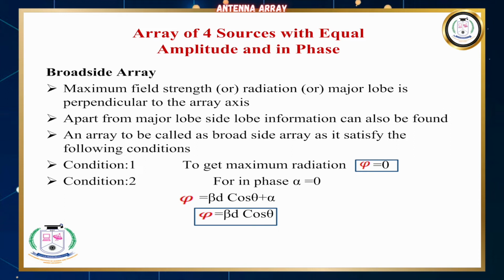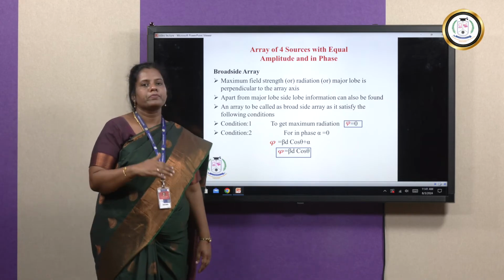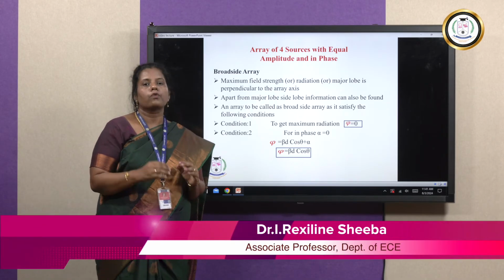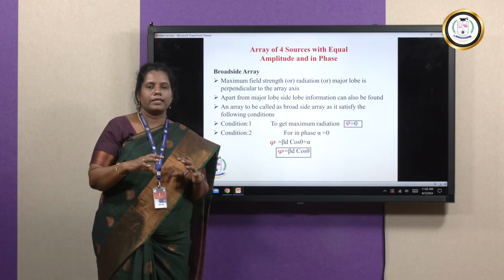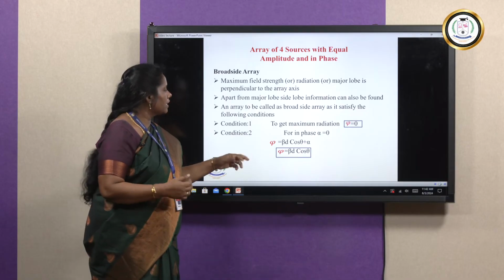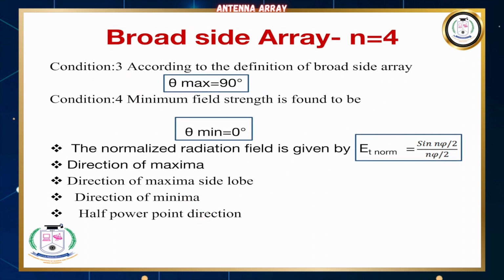So if instead of 2-point sources, we increase to 4 antennas, what about the field strength? Same as broadside array, the steps we followed for 2-point sources, we are going to follow. The only difference is if the number of isotropic sources or antennas excited simultaneously increases, maximum side lobe information will be the added point. So let's see that. The maximum radiation for broadside array, we know psi is equal to beta d cos theta, where theta maximum is 90 degree. If these conditions are satisfied, then that array is said to be a broadside array, as we discussed in n equal to 2-point sources.